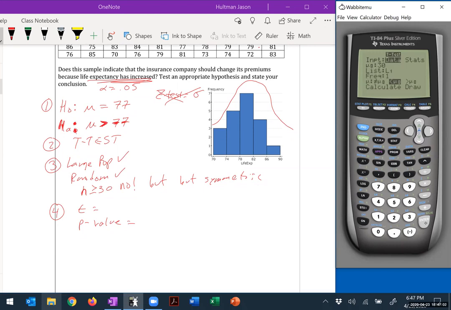What I'm going to want to do is plug in all of this data into L1. So I'm going to go stat, edit, and I want to edit L1 here. So I'm going to go up and I'm going to clear it.